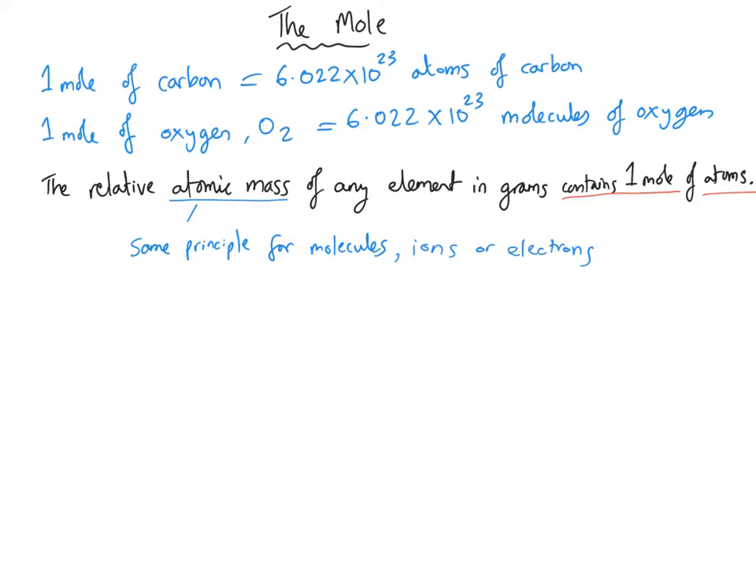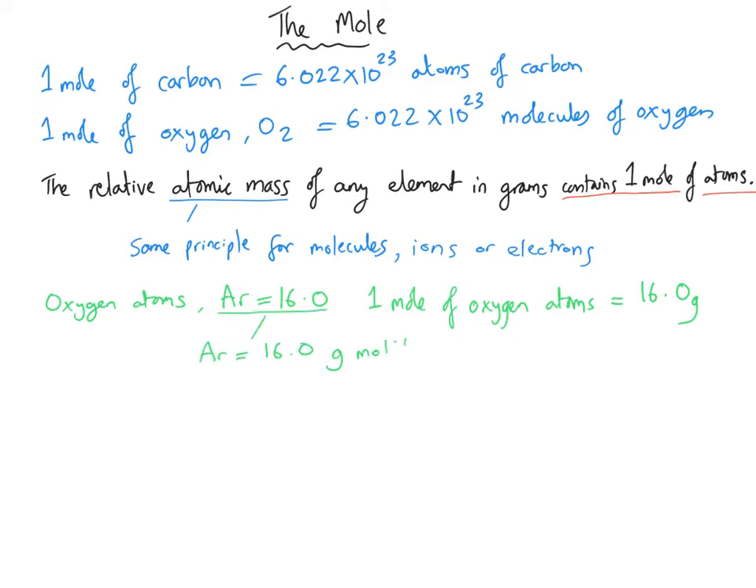And so for oxygen atoms with a relative atomic mass of 16.0, the mass of 1 mole of oxygen is 16.0 grams. And this is a good point to mention that relative molecular mass or atomic mass have got some units. You don't need them at A-level chemistry, but it's actually quite helpful, I think, to help you remember it. And that is grams per mole. And so 16.0 grams per mole of oxygen atoms.